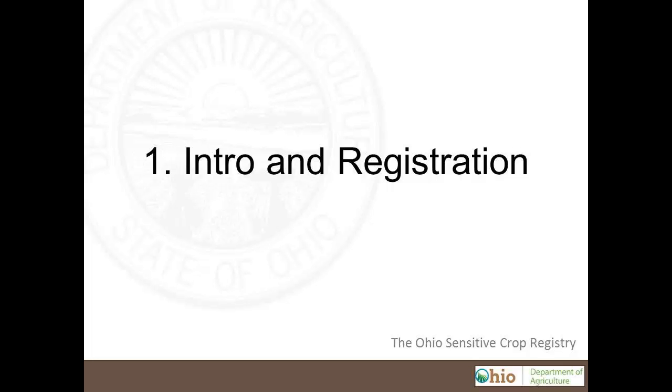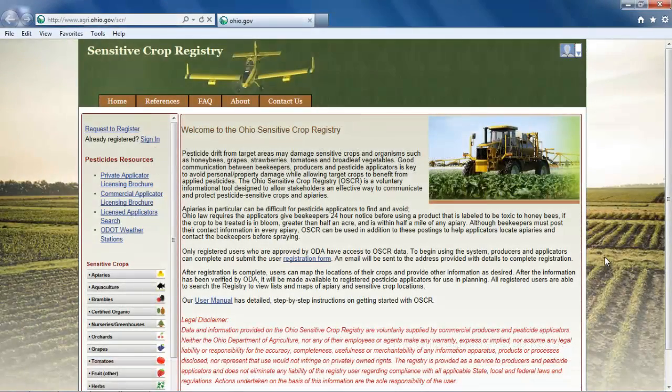In this tutorial, I'll introduce the Ohio Sensitive Crop Registry and the registration process. The Ohio Department of Agriculture has recently developed a new mapping tool called the Ohio Sensitive Crop Registry, or OSCR for short. OSCR is a completely voluntary informational tool designed to allow stakeholders an effective way to communicate and protect pesticide-sensitive crops and apiaries.